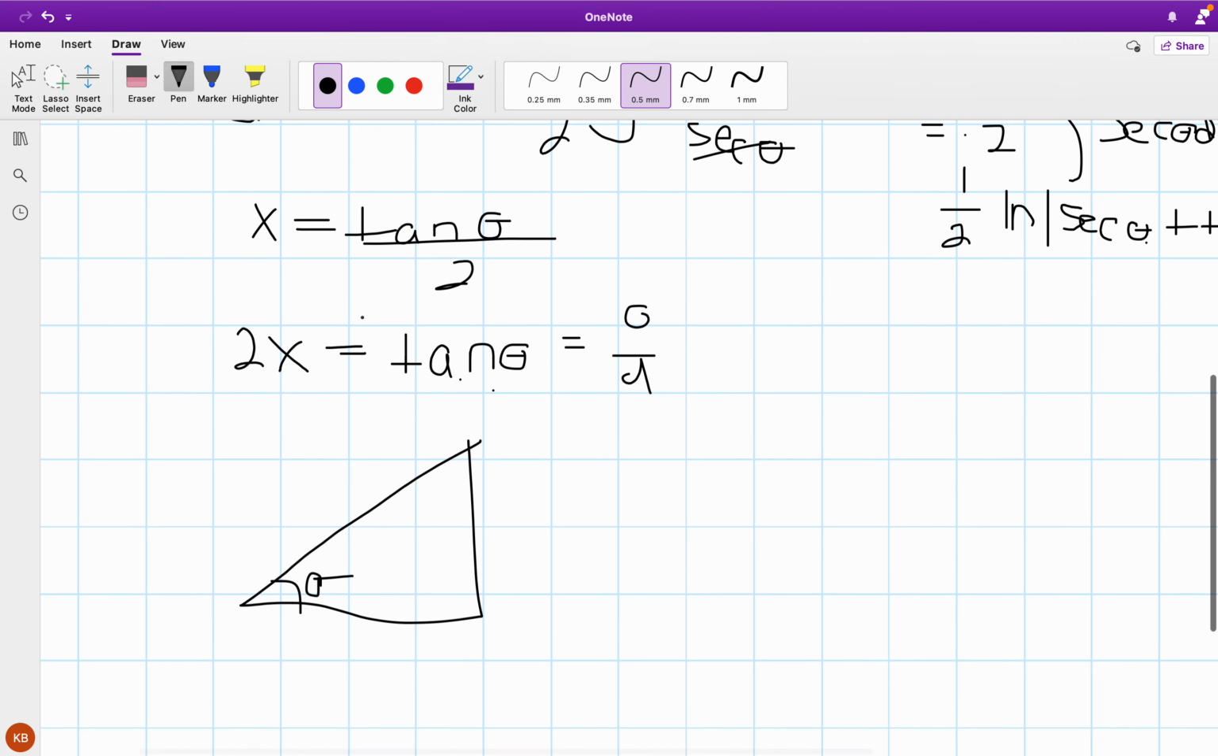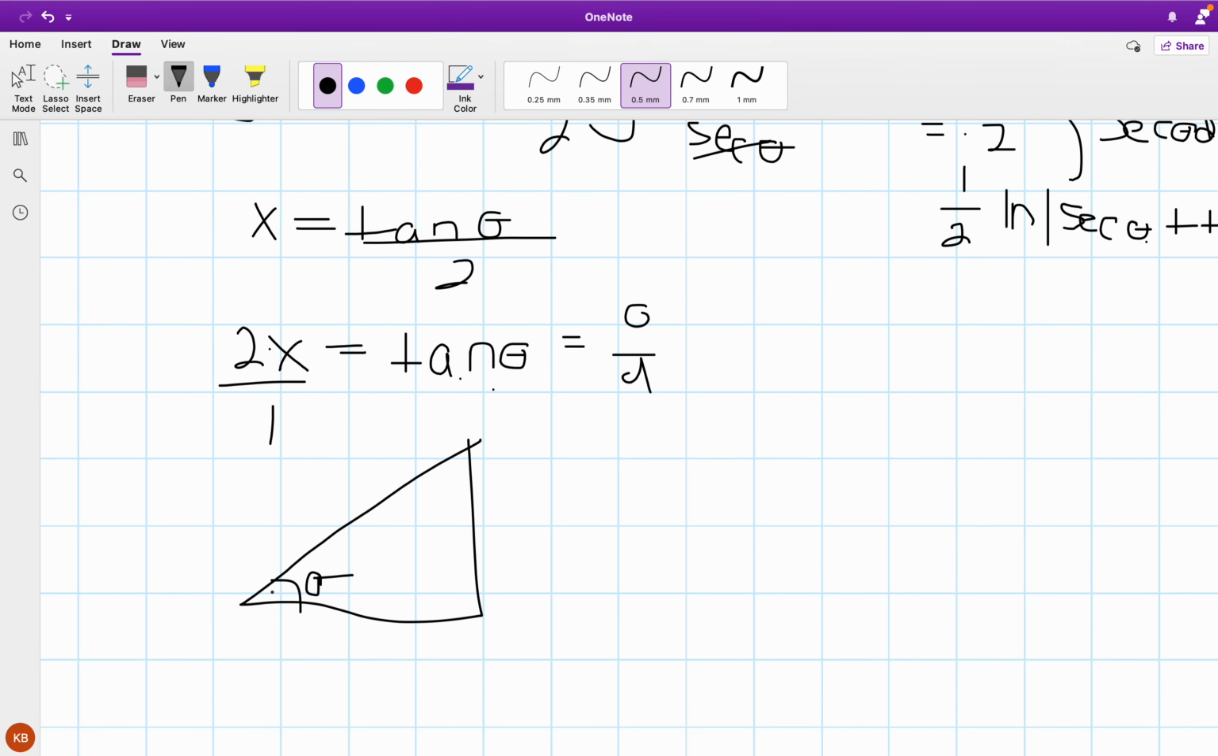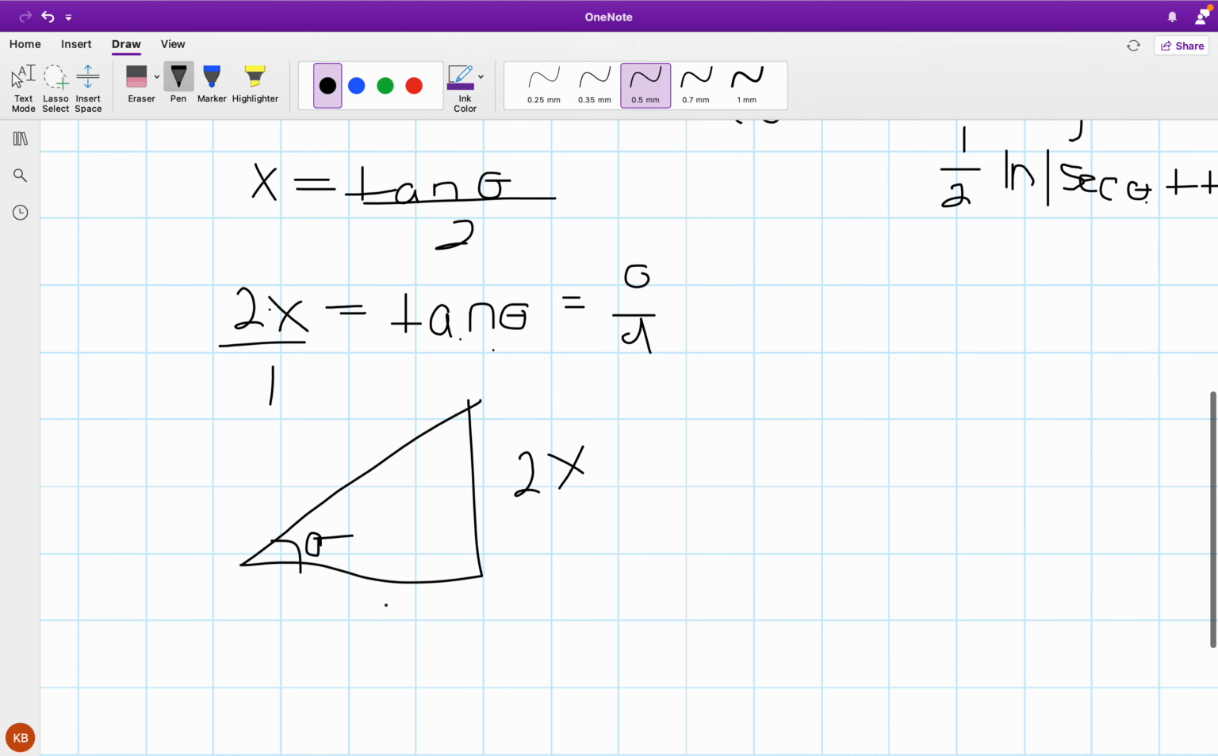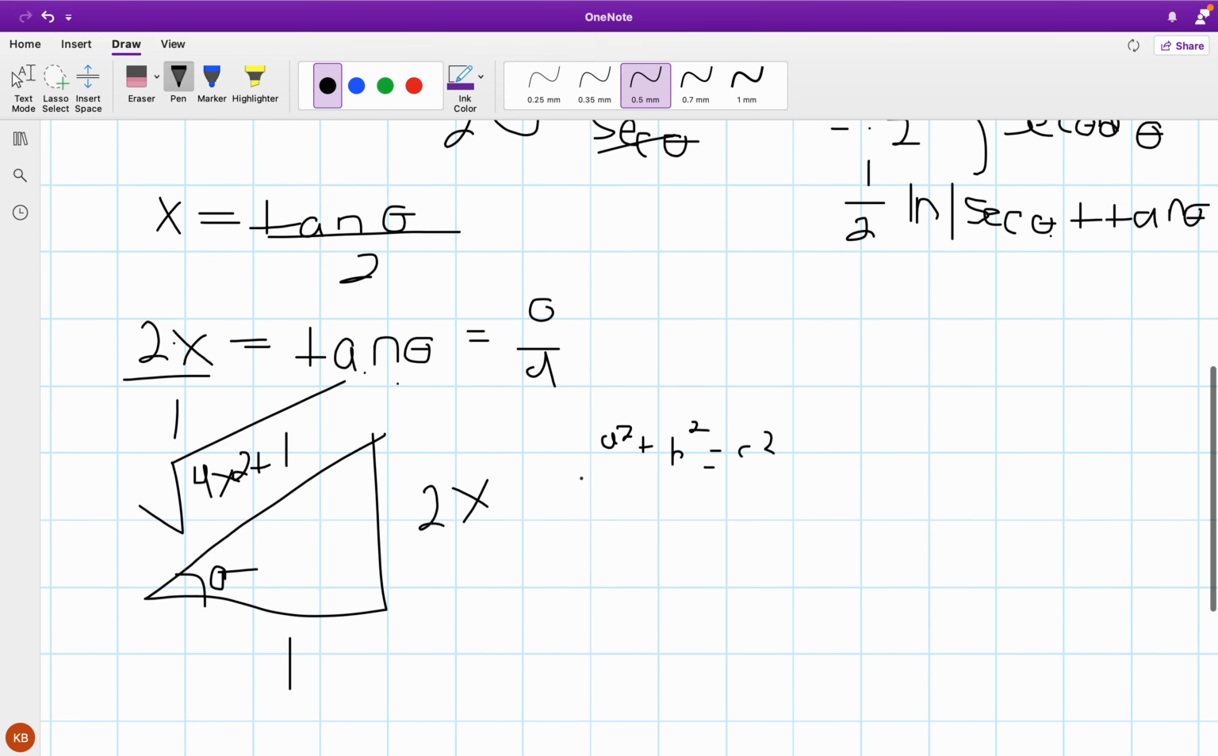So we're going to do 2x over 1, so you can see. So the opposite would be 2x, and then our 1 would be the adjacent. So the hypotenuse using a squared plus b squared equals c squared would be the square root of 4x squared plus 1 squared, which is just 1, so we're just going to write 1. All right, and now we're ready to solve.